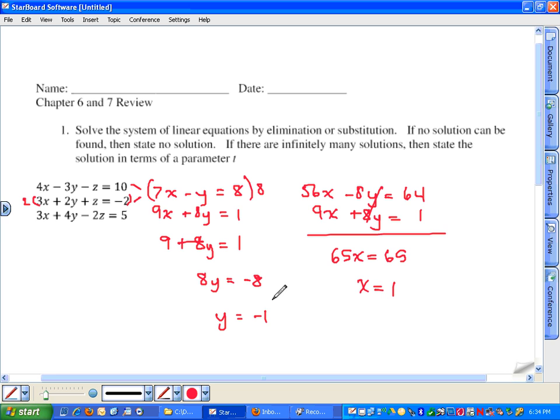Now taking both of these values, the value of x and the value of y, choosing one of the original equations, I'm going to choose this bottom equation again. X is 1, so 3 times 1 is 3. Y is negative 1, so 4 times negative 1 is negative 4. This is going to allow us to solve for z. 3 minus 4 is negative 1. If you add 1 to the other side, you get negative 2z is equal to 6. So z is equal to negative 3. Solution then being x equals 1, y equals negative 1, z equals negative 3.